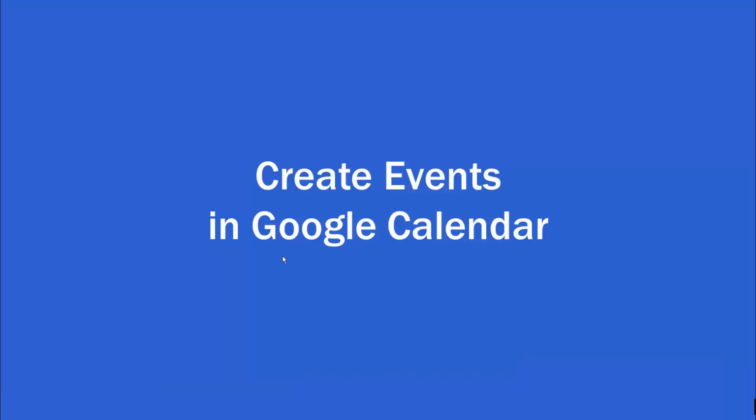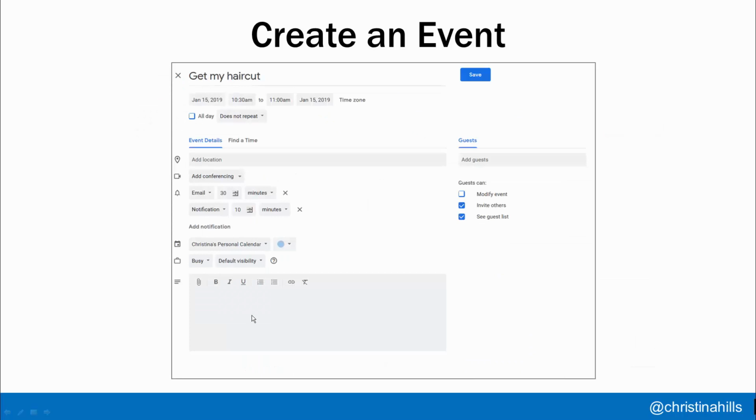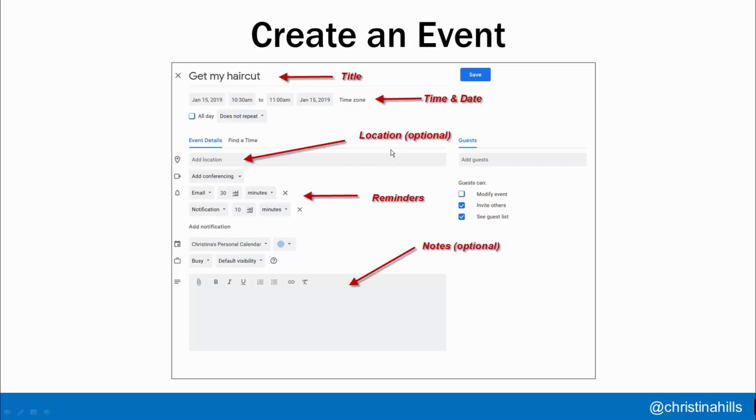So I'm going to jump right in and talk about creating events in Google Calendar. Once you're in Google Calendar, up in the upper left, and I will demo this live, you click on the Create button, and once you click on the Create button, up pops a dialog box with some different things to fill in. Let me walk you through those different parts.